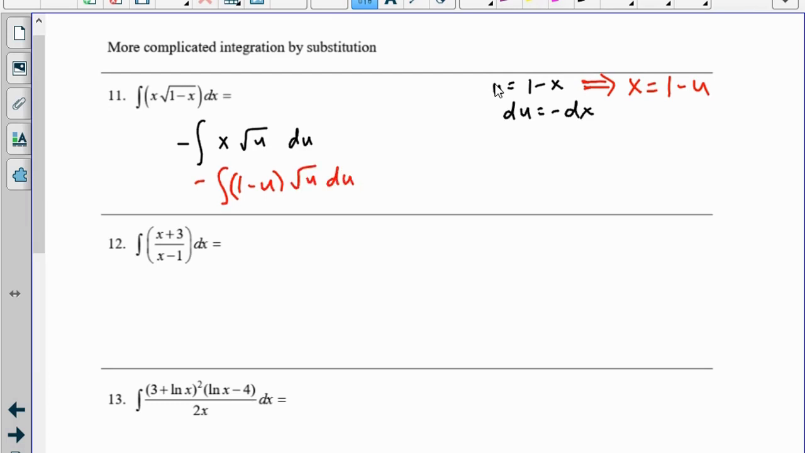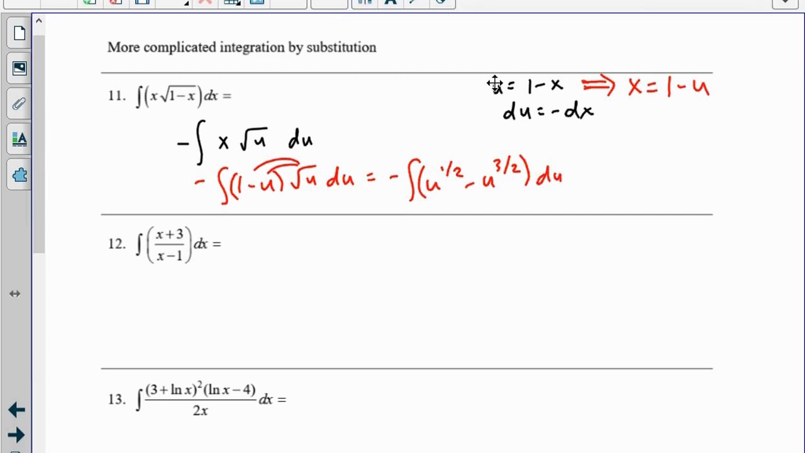Now everything's in terms of u's, and it's also way easier to integrate, because if I have the integral of x times root 1 minus x, that's pretty awful. But if I have negative integral of, I'm going to rewrite this as u to the 1/2. So when I have root u distributing in, this becomes u to the 1/2 minus u to the 3/2, and this is so much easier to integrate.